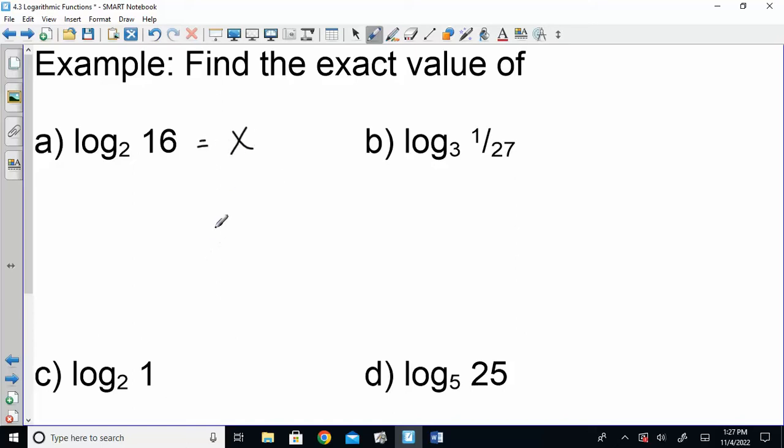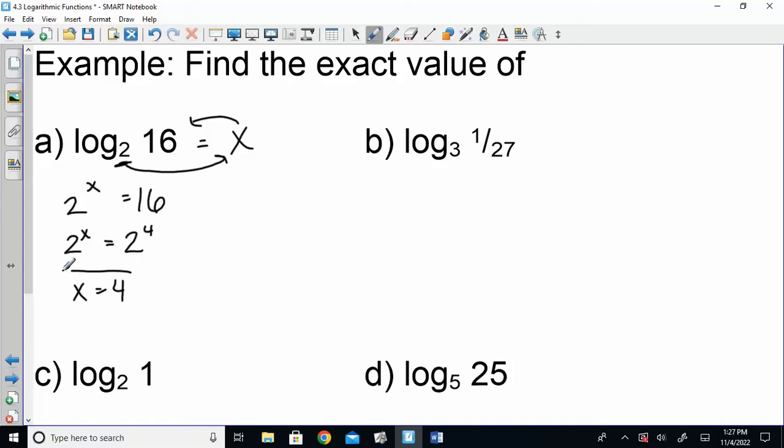So if we just said equals x, that means 2 to the x power equals 16. Didn't we just get done solving problems like this? Got a common base on each side. 16 is 2 to the 4th, and x is 4. That's one way.